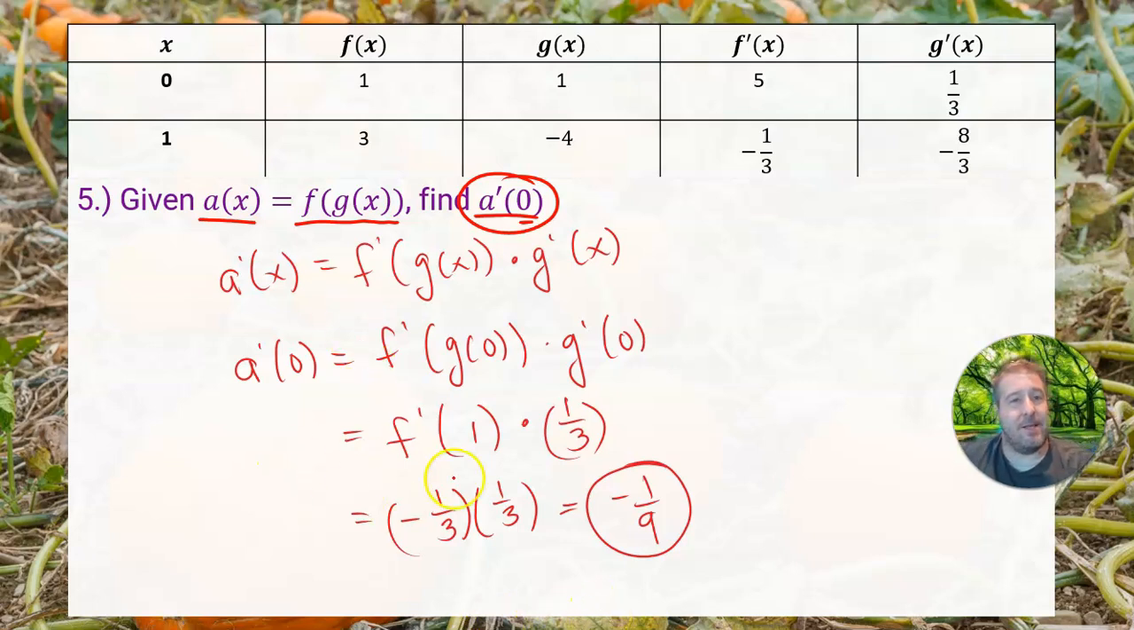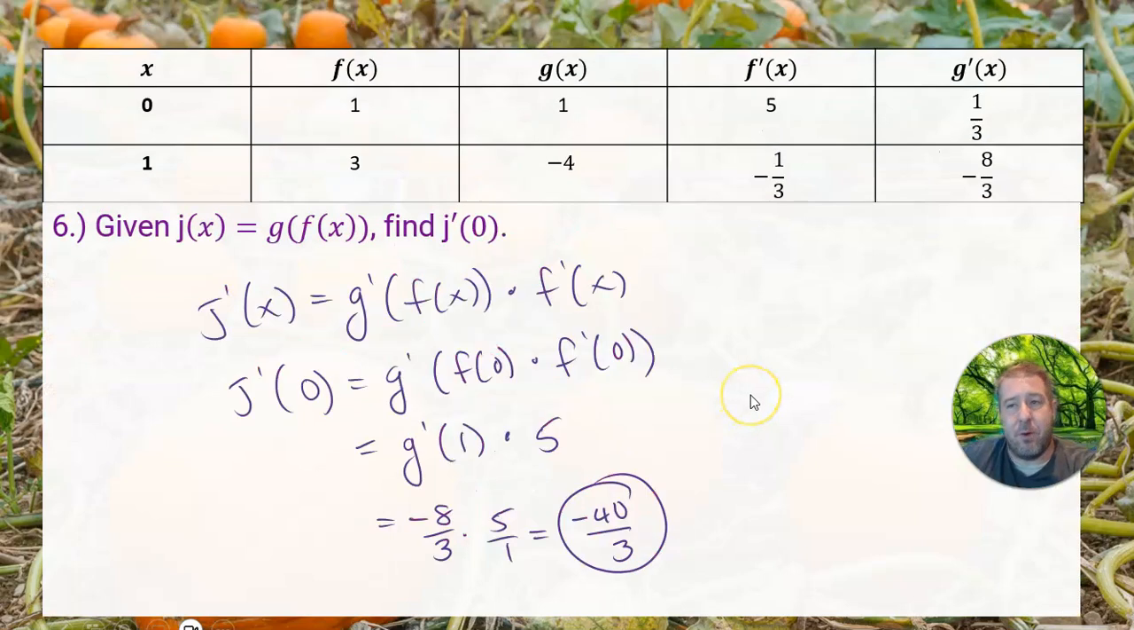The key here isn't this part. This part should be really, really easy. The key is making sure you understand this first part. If they're telling you the name of the composite function, they're asking you to find the derivative of that composite function, you got to show how you got that equation. Then you plug in your zeros, then you substitute whatever the values are, and then solve. And usually these kind of questions are pretty easy math. Very likely these would be a non-calculator question.